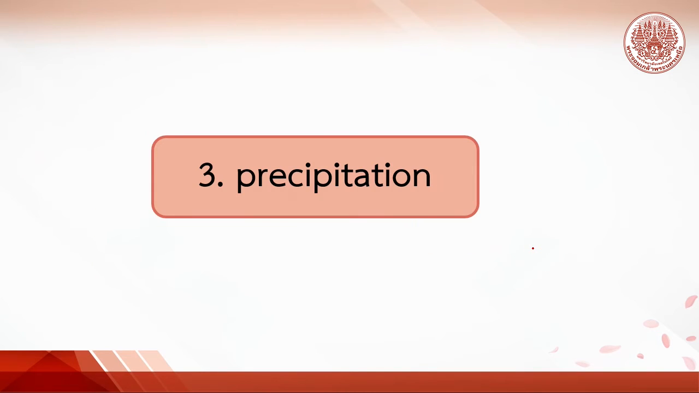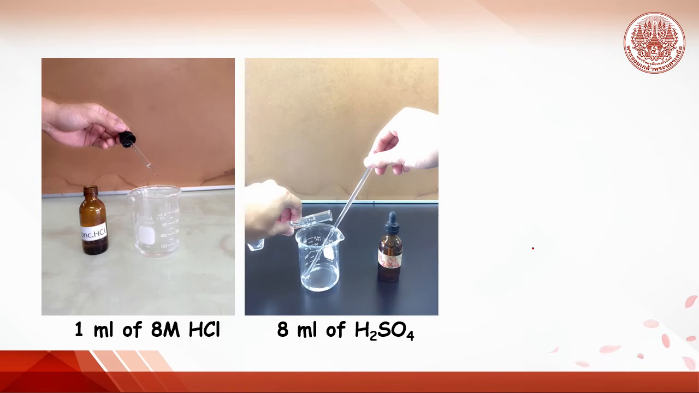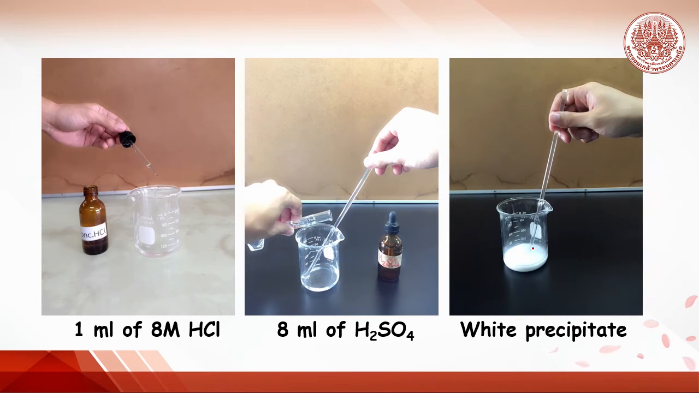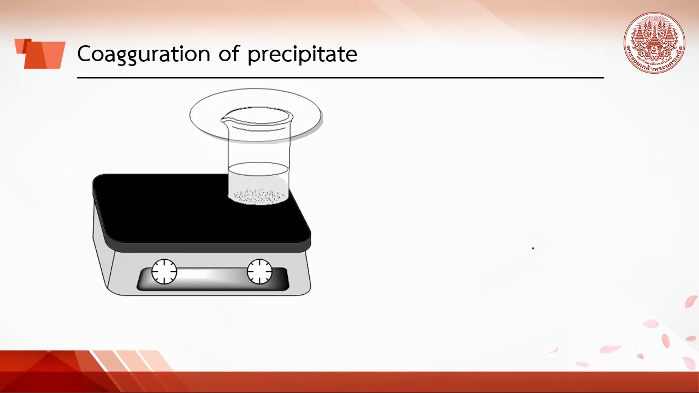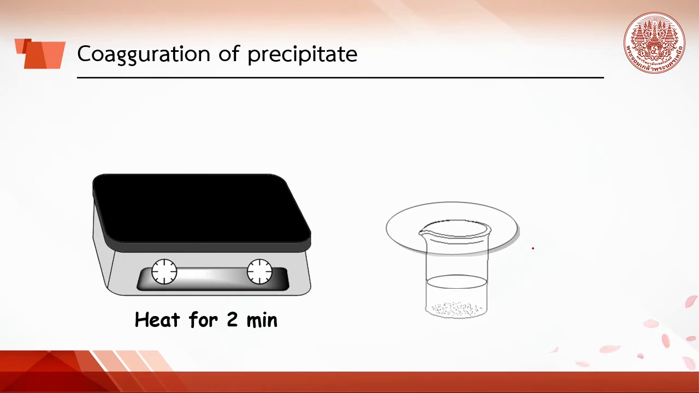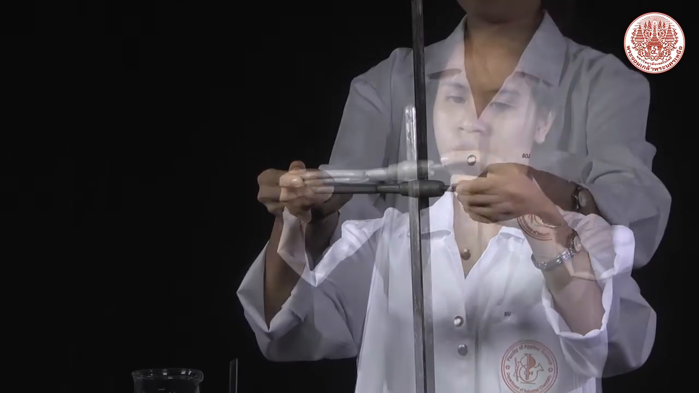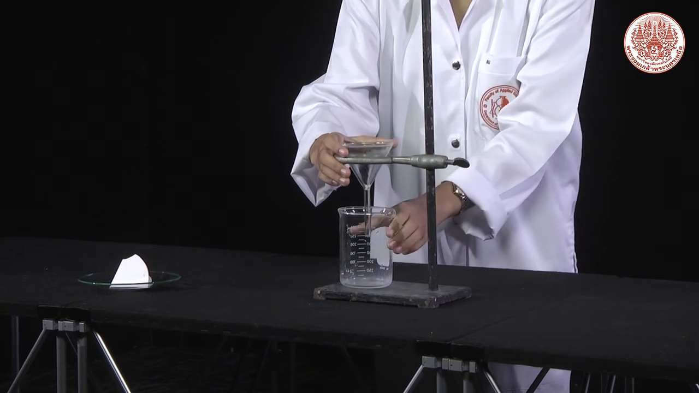Now we are at the significant step, the precipitation step. First, 1 ml or 20 drops of 8 molar hydrochloric acid is added, followed by 8 ml of sulfuric acid. The white precipitate occurs right away when sulfuric acid is added. To make filtration easier, the solution with precipitate is covered with a watch glass and heated for 2 minutes. This process helps particles coagulate and become larger particles. Then let the solution cool down. During waiting, filtration devices are prepared, including a stand and ring, a beaker, a glass funnel, and a filter paper.